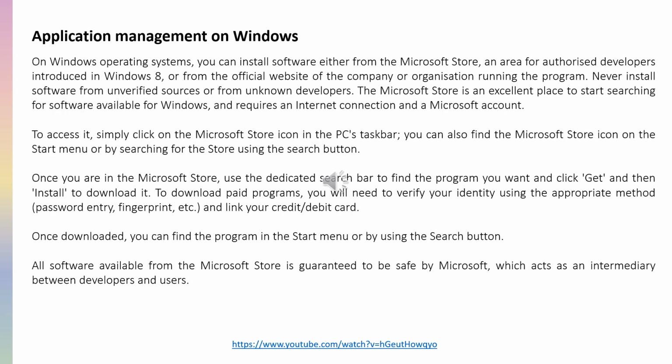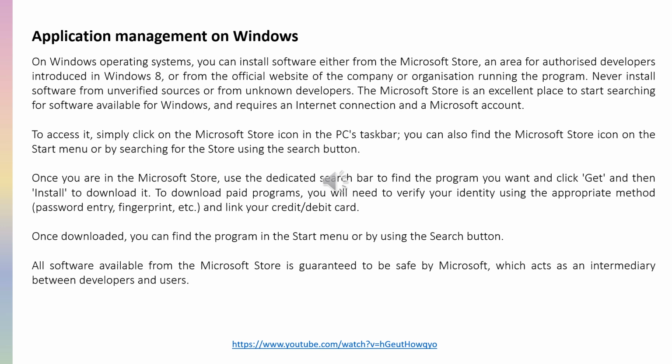Now we will introduce the application management topic, starting from Windows. On Windows operating systems, you can install software either from the Microsoft Store, an area for authorized developers introduced in Windows 8, or from the official website of the company or organization running the program. Never install software from unverified sources or from unknown developers.